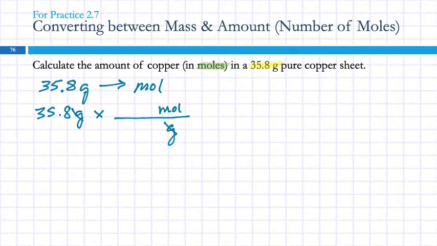I need numbers. They didn't give me any numbers because they're on the periodic table. This is copper. What's the element symbol for copper? Cu, not Co, Cu. So up there, it says 63.546. So that's the mass of 1 mole of copper.